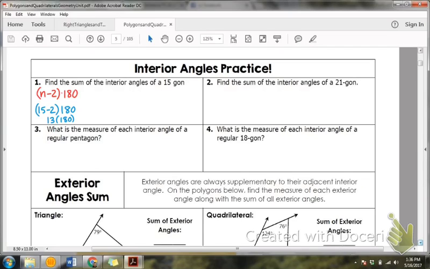Okay, so with your calculator, do 13 times 180. 2,340? Does anyone else agree? Yes. 2,340. Okay, so we'll say the sum is 2,340. All right, why don't you try number 2 on your own? Please set up your formula.